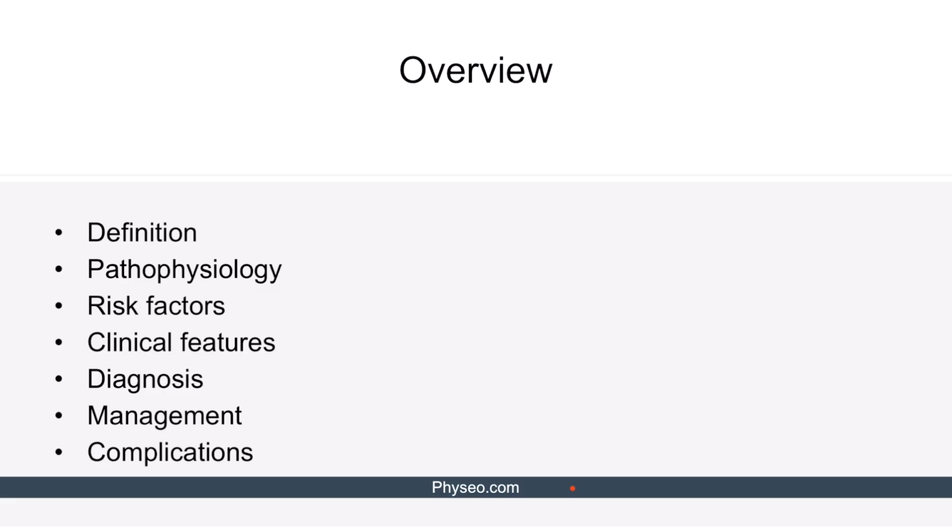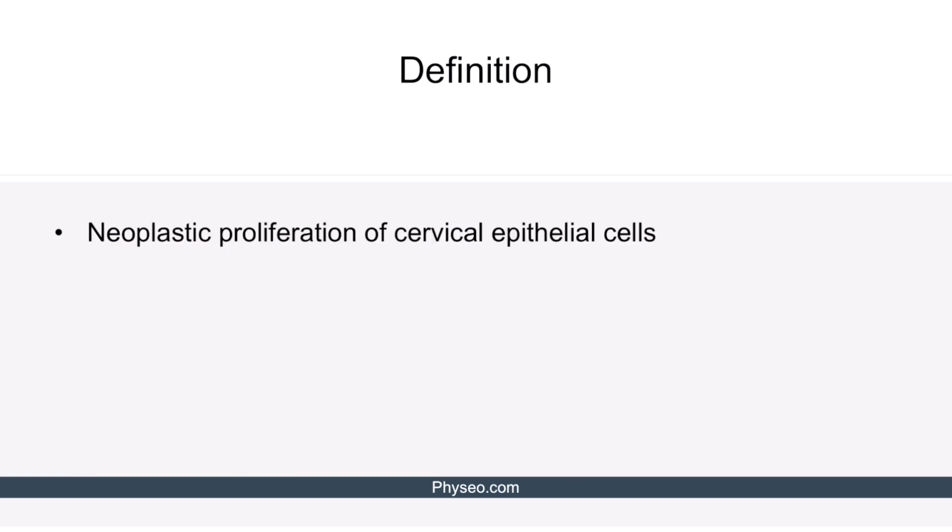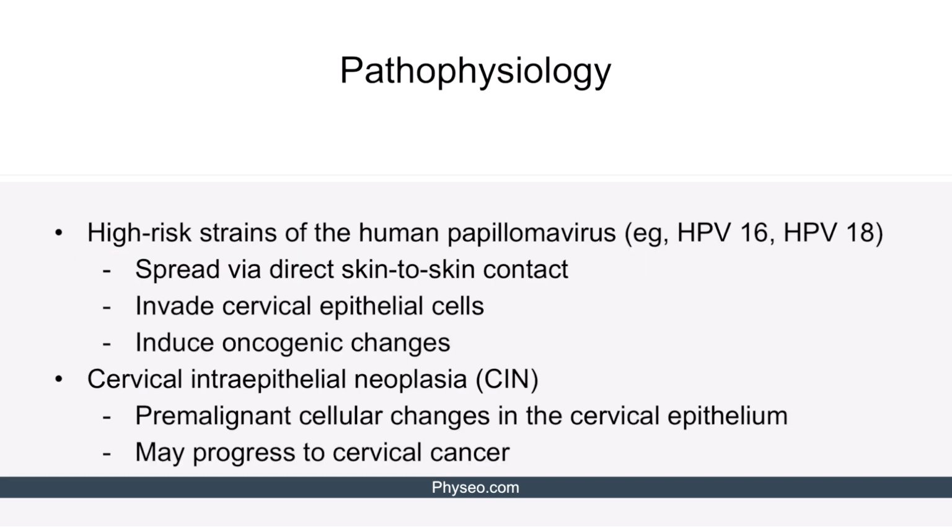Let's begin. In this lecture, we will go over the definition, pathophysiology, risk factors, clinical features, diagnosis, management, and complications of cervical neoplasia. Let's begin with the definition. Cervical neoplasia is characterized by neoplastic proliferation of cervical epithelial cells. The primary cause of cervical neoplasia is high-risk strains of human papillomavirus such as HPV-16 or HPV-18.